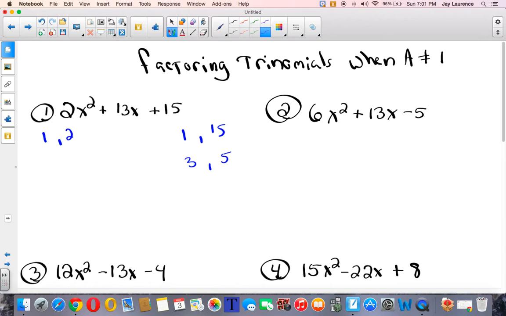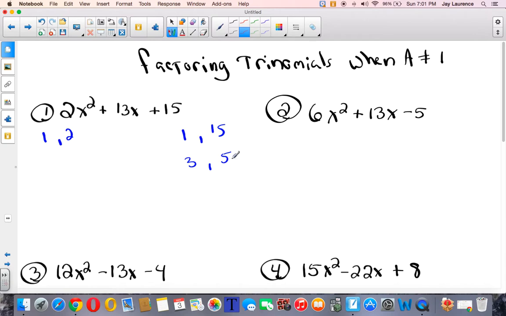Now, it's a little more complex. I'm going to take one of the factors of A and multiply it by one of the factors of C. And then I'm going to multiply their partners. For example, I might do 1 times 1 and then 2 times 15. I couldn't do 1 times 1 and 2 times 5, right? I have to do the partners that go together.